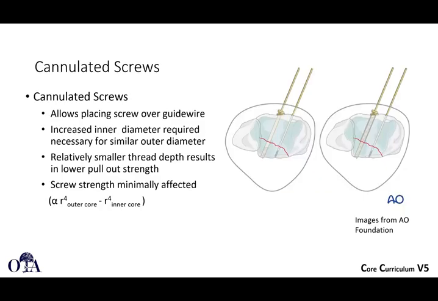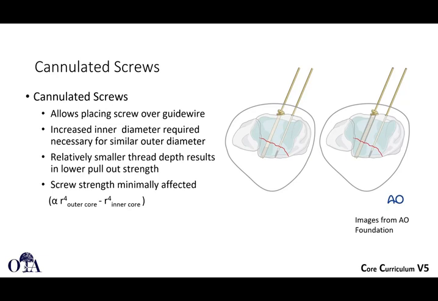What about cannulated screws? These are screws where there's a cannulation down the center. It allows you to place the screw over a guide wire. So let's say you're targeting a very small fragment that may take more than one try to make sure that you're perfectly positioned where you want to be. Well, a pin can be much less traumatic to do that, and you can place the guide wire first, measure, then do a cannulated drill over this wire, and then the screw goes over the wire as well.